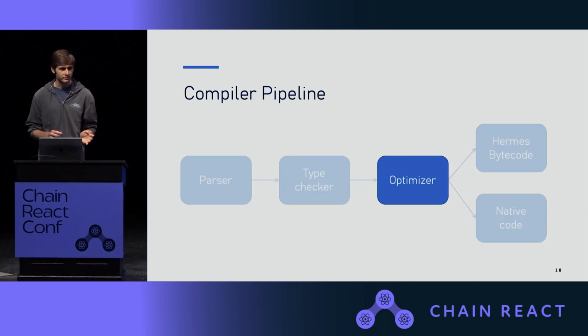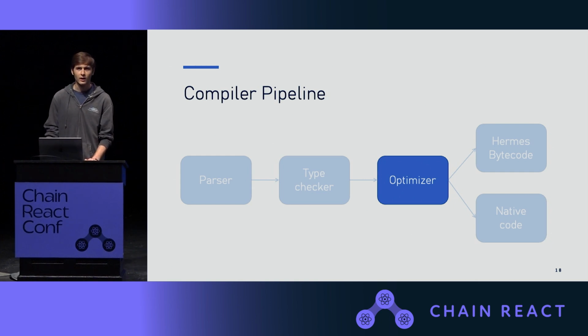The optimizer implements a wide range of compiler optimizations to improve performance. But there are two in particular that I want to talk about today, because we found that these made the biggest difference to the performance of the ray tracer.